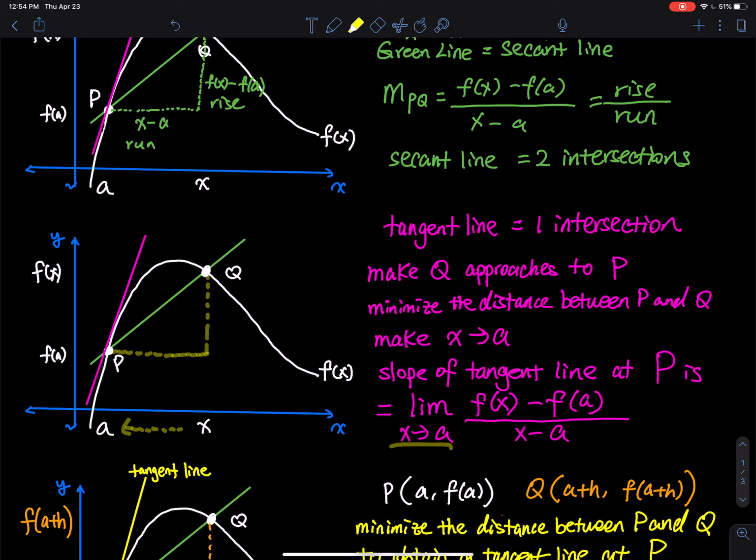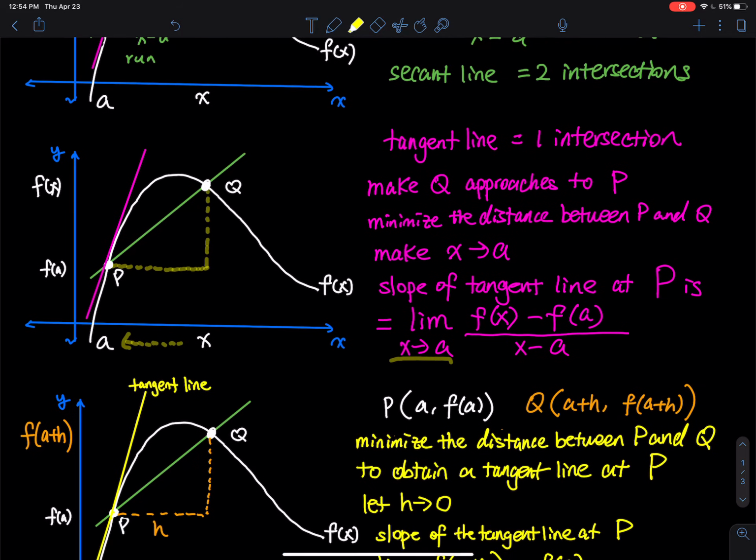So let's go to the third graph. Again, what we did so far is we minimize the distance between x and a because we want to let point Q approach point P. So we can make 2 points become 1 point. So we go from a secant line, 2 points, to a tangent line, 1 point at point P. So let's look at the next graph.